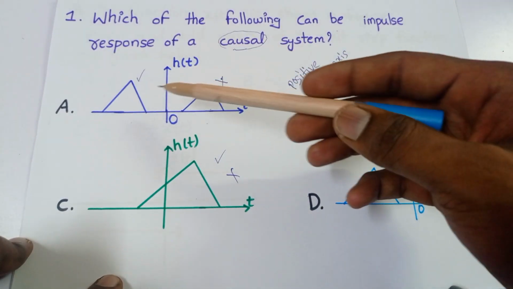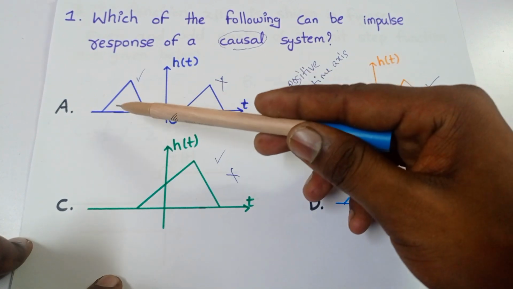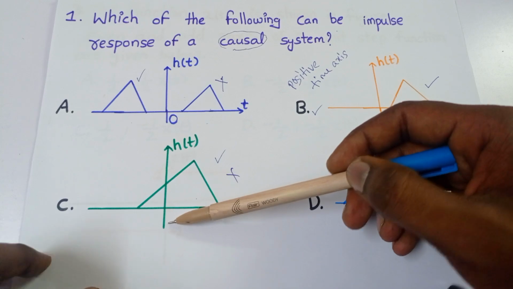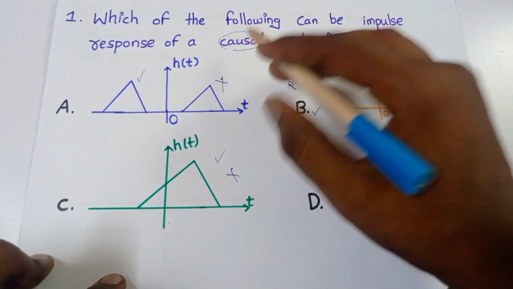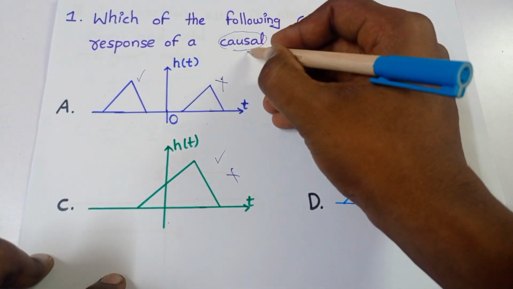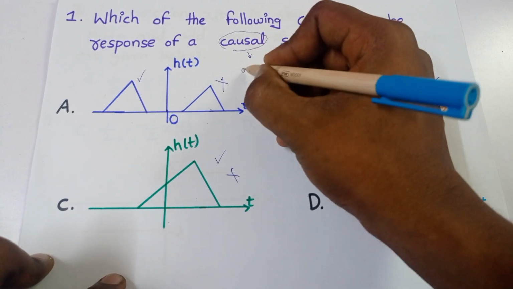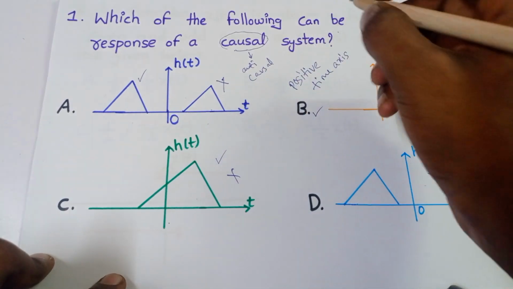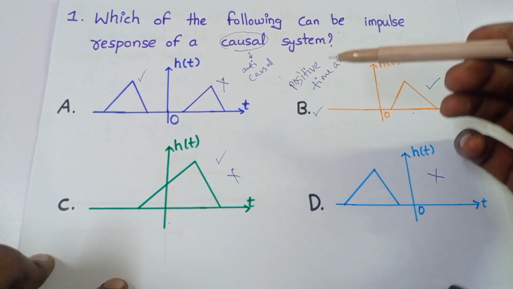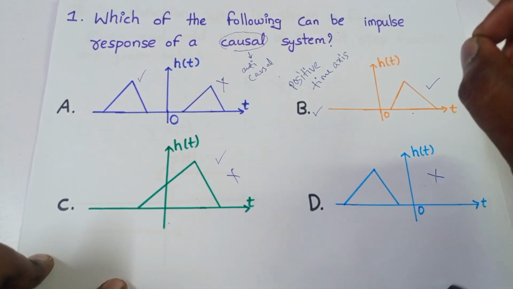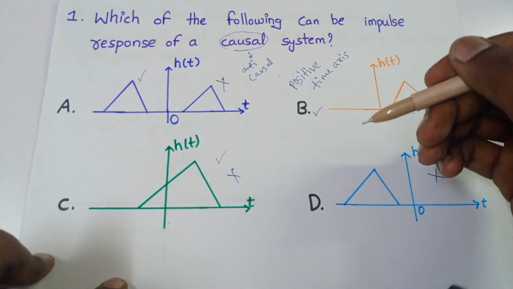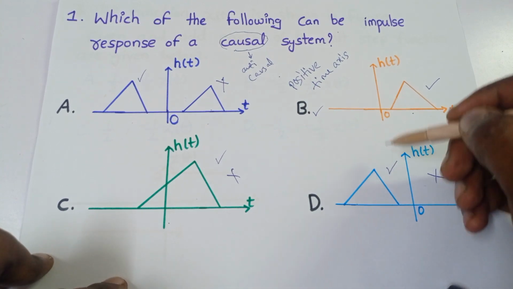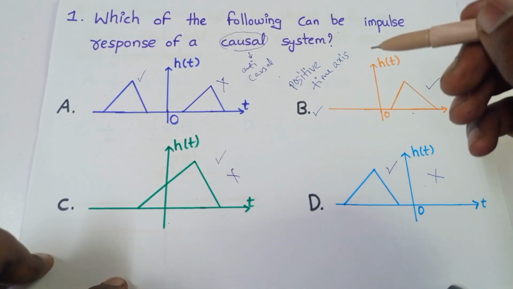Because here the impulse response is present in both the positive and negative time axis, and here also in option C. And when the same question is asked like this, find the impulse response of an anti-causal system. Anti-causal means the system's impulse response is only present in the negative time axis. Here observe, option D is the correct answer for the anti-causal question.